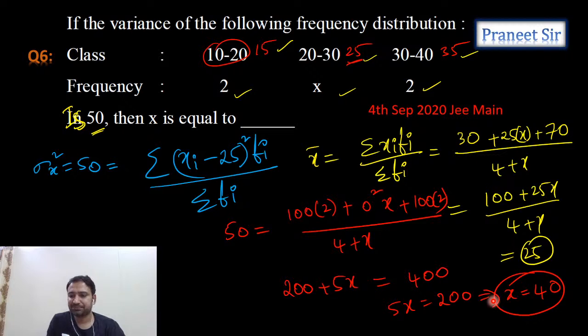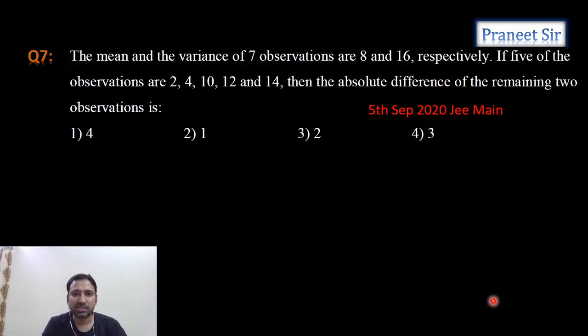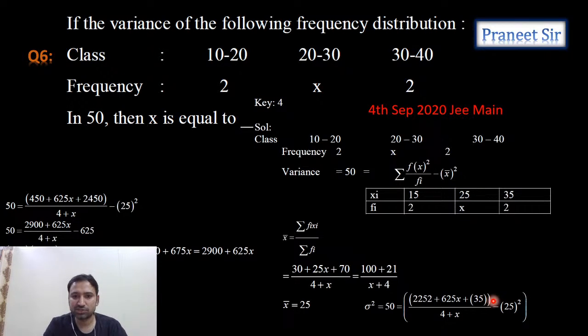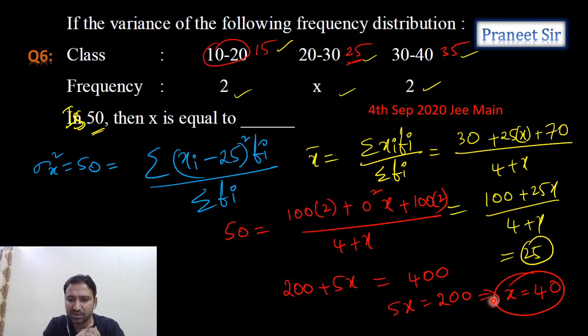So guys, is it clear? That's what we're getting, guys. x equals, how much are we getting? x equals 4. Somewhere I have done wrong, guys. x equals 4, we are getting. Let's see where I did wrong.